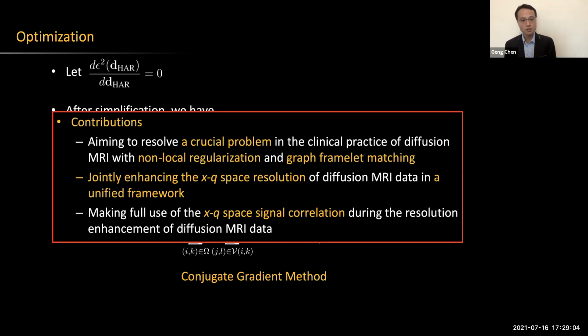So the conclusion of this work is threefold. First, we aim to resolve a critical problem in the clinical practice of diffusion MRI with non-local regularization and graph framelet matching. We jointly enhance the spatial and Q-space resolution of diffusion MRI data in a unified framework. And in this work, we make full use of Q-space signal correlation during the resolution enhancement of diffusion MRI data.